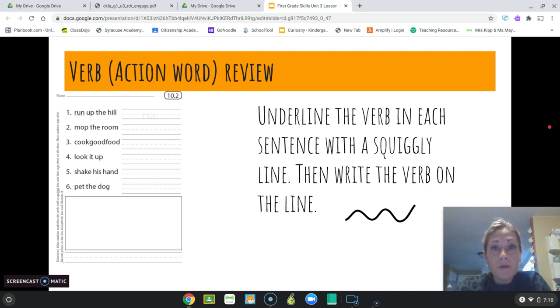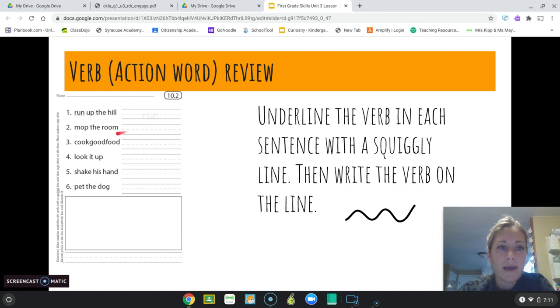So before we read The Dog and the Mule, do you remember in our last lesson we talked about verbs, which are action words? So in these 6 sentences over here, we want to underline the verb in each sentence with a squiggly line and then write the word on the line. So in the first one, they did it for us. Run up the hill. We put a squiggly line under run because that is the verb or action word in the sentence, right? Run, that's an action. And then they wrote run on the line right here.